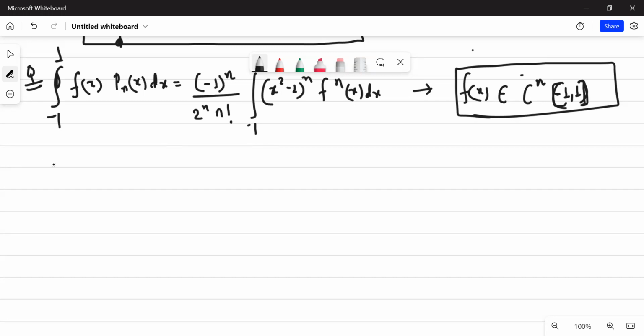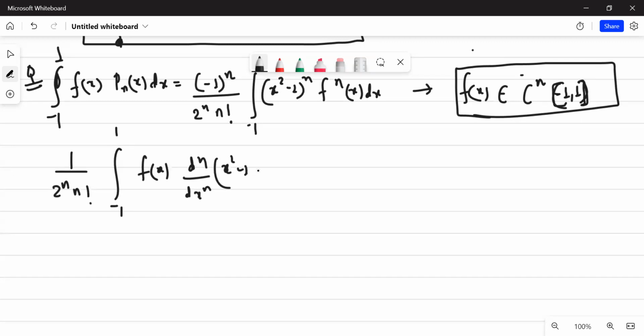How to go about it? Let us use the Rodrigues formula. The Rodrigues formula says write Pn as 1/2^n n factorial, integral from -1 to 1, and this is your f(x), I'm writing f(x) as it is. Now here you have d^n upon dx^n, and then you have (x squared minus 1)^n dx.